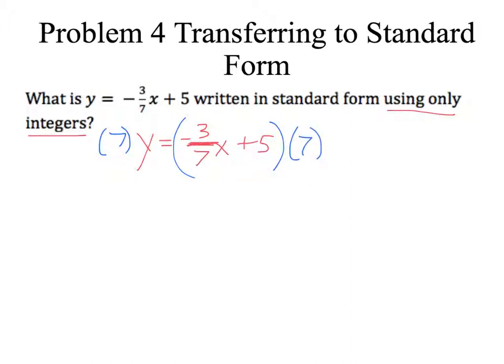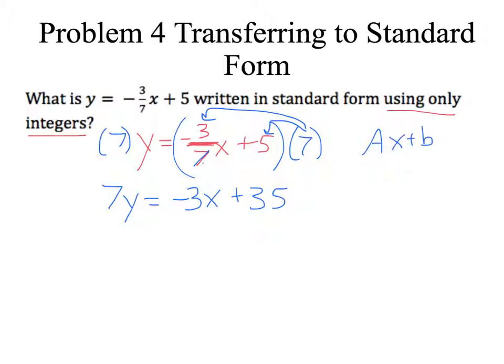So over here, 7 times y is just 7y. Now, if I have -3/7 times 7, the 7's are going to cancel out, and I'm just going to be left with -3x. Then if I have 7 times 5, that's 35. Now, it's not standard form until it looks like ax plus by equals c, where you have x and y on the same side.